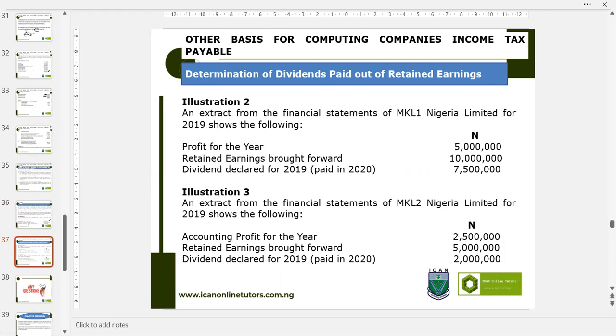Yes. So in the second case here, the profit for the year is 5 million naira, retained earnings brought forward is 10 million naira, and dividend declared for 2019 and paid in 2020 is 7.5 million naira. So in this case, should this dividend declared for 2019 be subject to the provision of Section 19, subsection 1 of CETA?